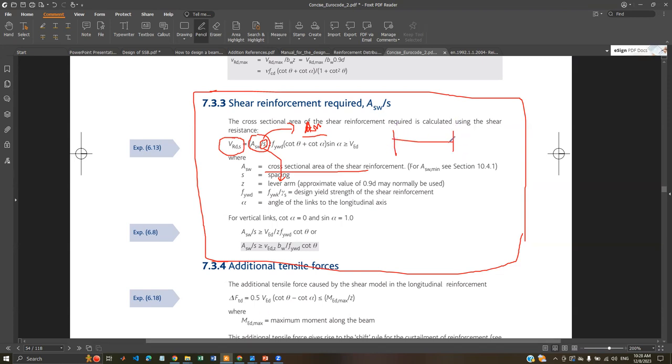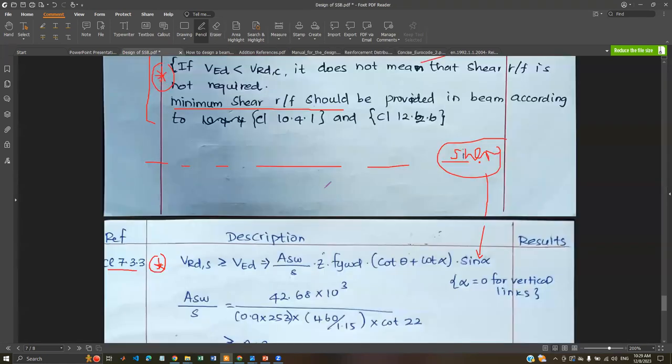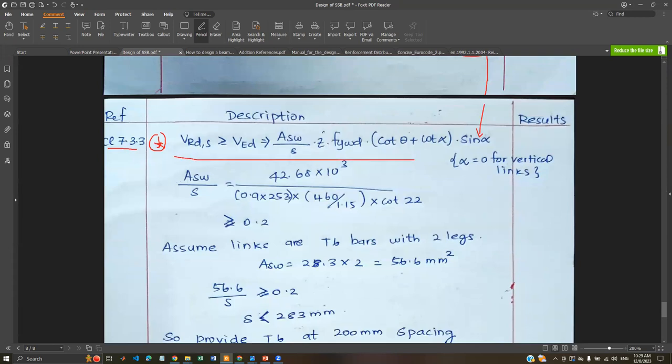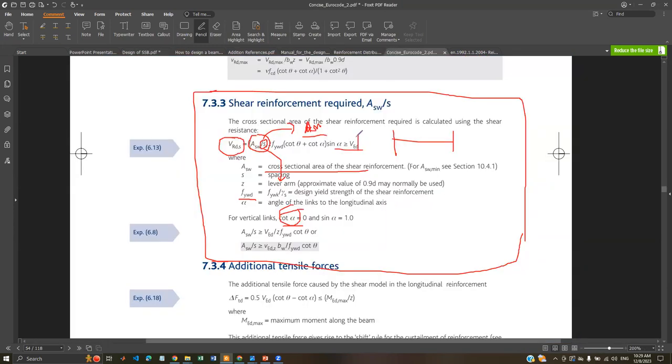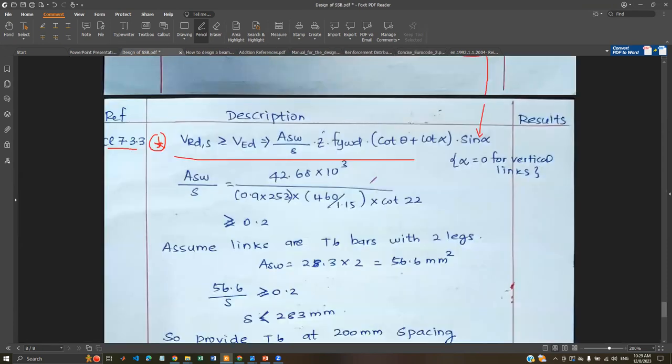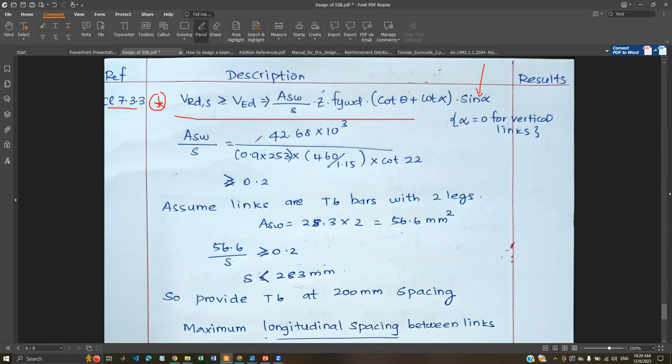Here also we will make some more assumptions, and we will validate whether our design is correct or not. So these are the fywd, and these parameters you can calculate by referring to this code. Alpha is 0 for a vertical link. So if alpha is 0, then cot alpha will come as 0 as well. That's the thing you need to understand. You can see this is the equation, and there's an equilibrium condition already mentioned, right? So you can apply this value to this equation and perform this calculation. You know all these values, right? So what I am going to do is take Asw/s as my case.